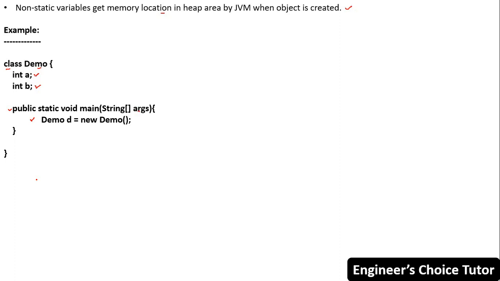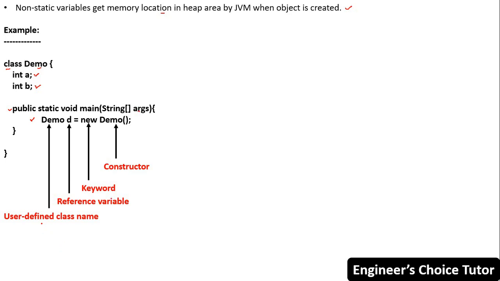Now let's understand what is Demo here, what is d here, what is new here, and what is Demo parenthesis here. Demo is a user defined class name. d is a reference variable. new is a keyword, or you can say it is an operator in Java. And this Demo parenthesis is a constructor of the class. You are calling a constructor of a class from here.